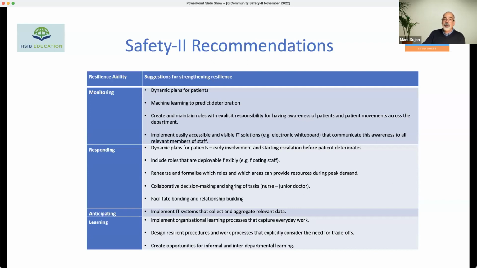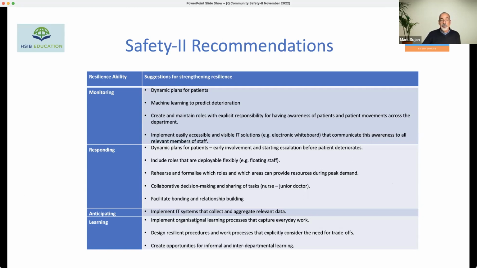Also, for example, collaborative decision-making and sharing of tasks, which relates to the relationship between nurses and junior doctors, which is not really well articulated in practice. So it's quite hierarchical in principle, but actually when junior doctors come in, they're almost a bit afraid and they rely a lot on nurses. But that relationship then changes over time in not necessarily the best of ways. And so maybe that could be addressed a bit more to support the system in being more flexible.